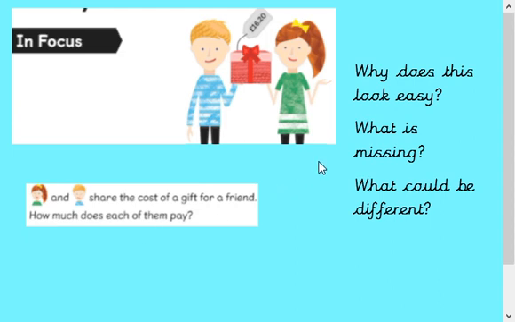Now what I want you to do is to think about, to begin with, why does this look easy? And what is missing? What could be different about the answer to this question? I want you to press pause, and I want you to think about these questions. Why does it, on the face of it, look easy? And what could be missing? And what could be different? Press pause now.